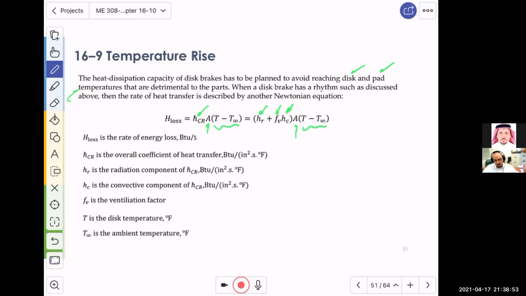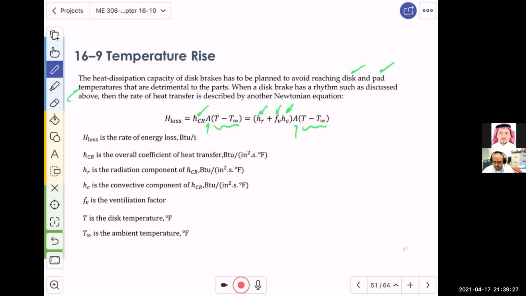The temperature difference, I don't think you have a problem with it. The area, I don't think you have a problem with it. So let's dig into what those other constants are. H is the energy loss, or the rate of energy loss, which is in BTU per second. It's a rate, so it has to be per unit time. HC is the overall coefficient of heat transfer, which is in BTU per inch squared per second per degree Fahrenheit. I assume in your book you have an SI unit, maybe, so please study this as well.